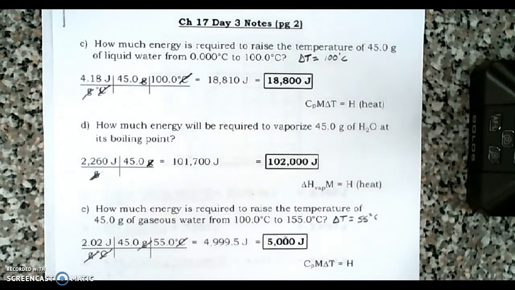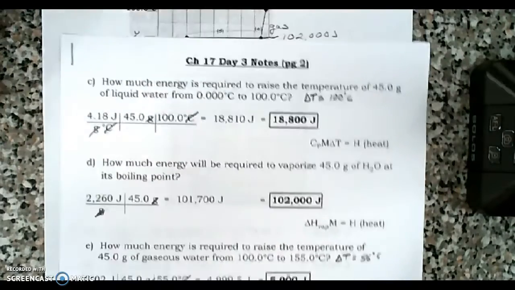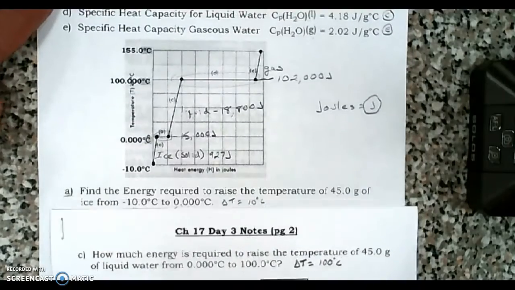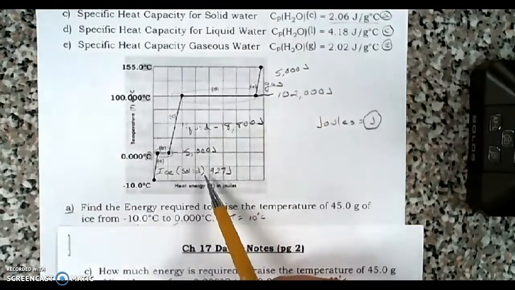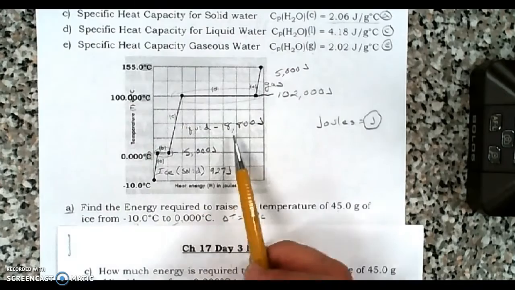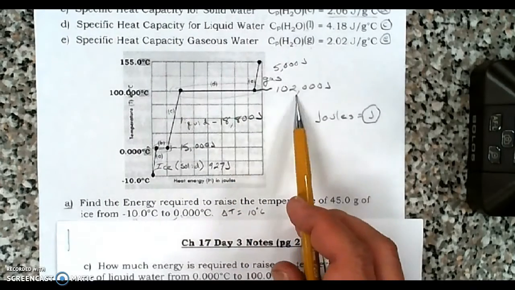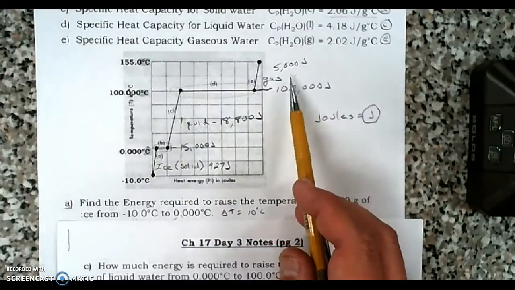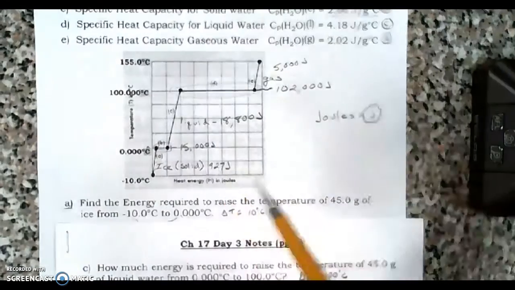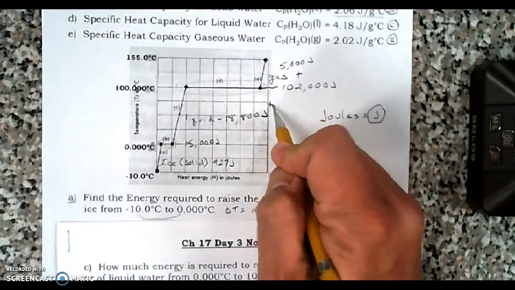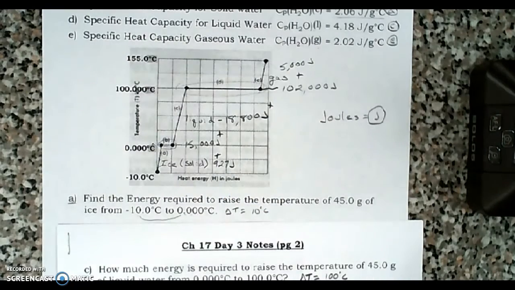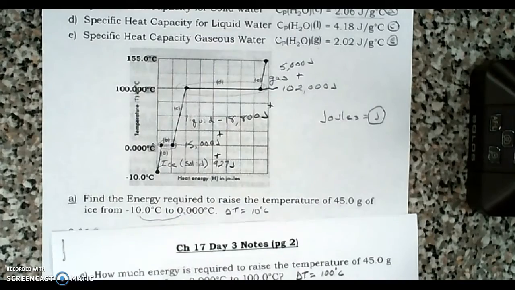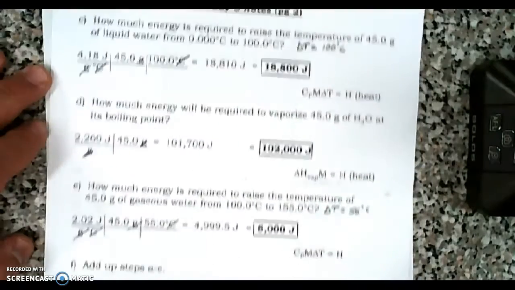All right. So now, going back to our graph, I'm going to use the graph up here. I'm going to show you everything here. So this is 5,000 up top here, joules. So at the bottom, 927, 15,000, 18,800, 102,000, 5,000. We need to add all of these up. I need to add these, add these, add these, add them all up, and the total energy will be our total answer. So that's the last step right here.